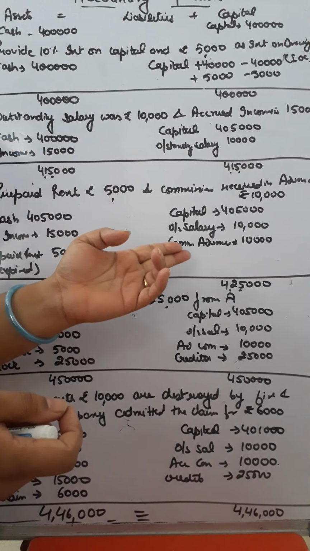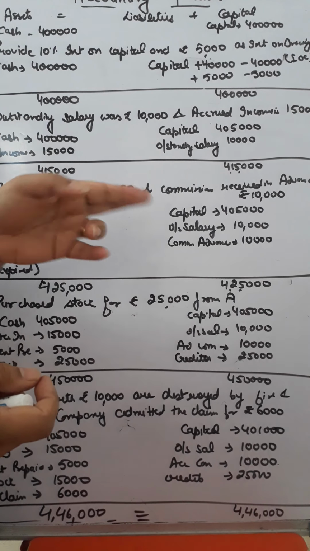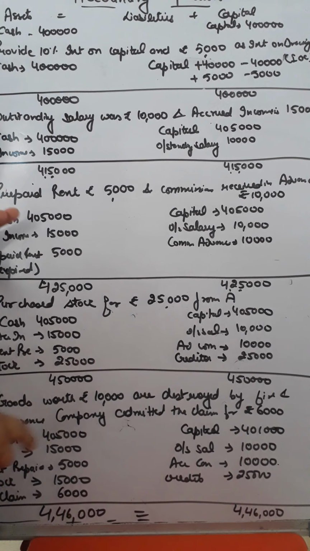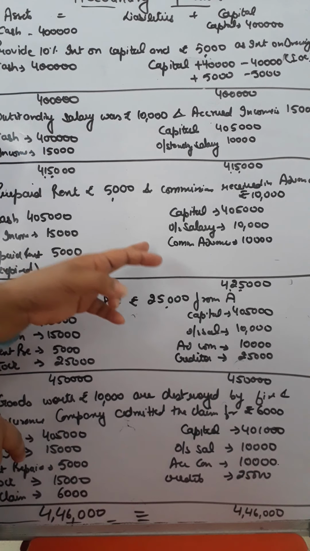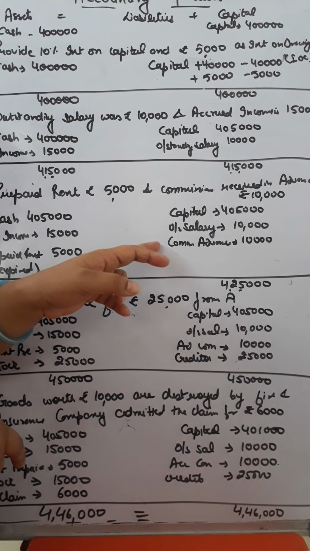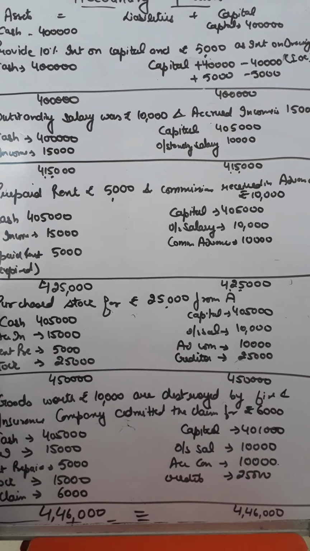So for any income received in advance or prepaid rent, the first treatment is from cash, and the second treatment: prepaid expenses will become your asset, and income received in advance will become our internal liability for the next year. So it will be reflected on the liability side. The next is purchase stock for 45,000 from A. This we have already done. Stock will increase and your creditor will increase. Now this was linked to 22, so we have purchased stock because it was not there in the question.